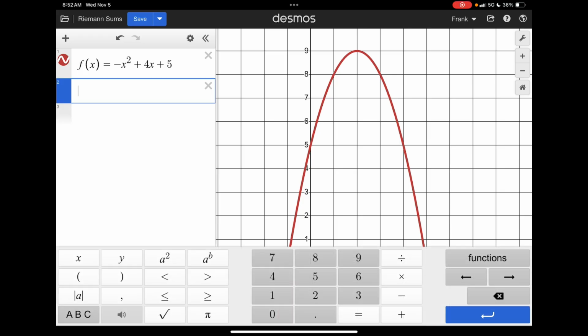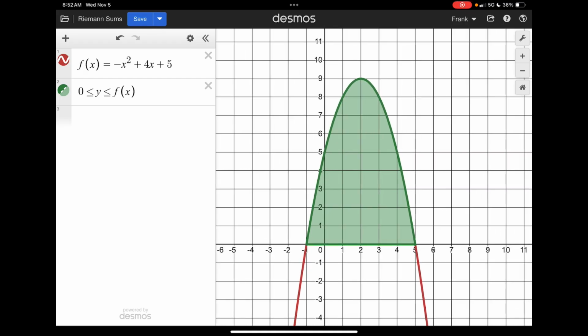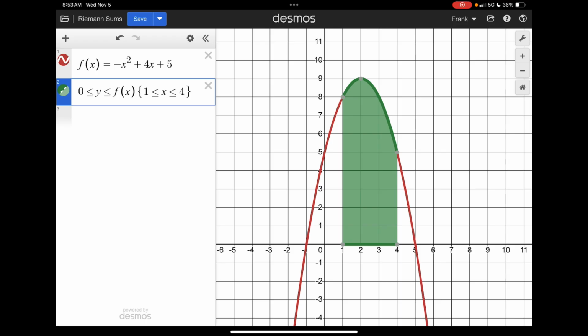So to draw that, I'm going to first of all tell Desmos that I would like the y values to be between 0 and my function f of x. And that's going to shade that overall region. So you can see it's shaded that region for me. But I'm only interested in what's going on between 0 and, or 4. Actually, it was 1 and 4. So let me go and fix that, between 1 and 4. So there we go. Now it's actually shaded the region I'm interested in.